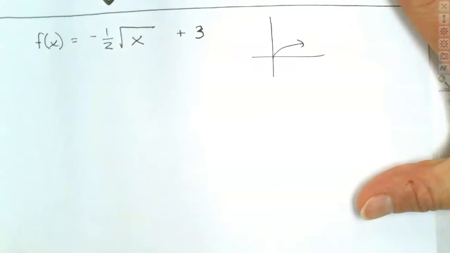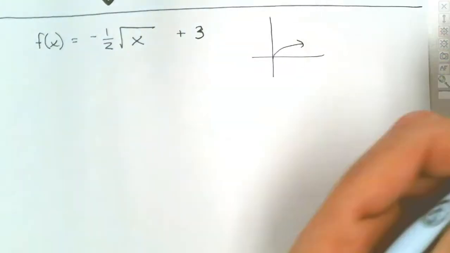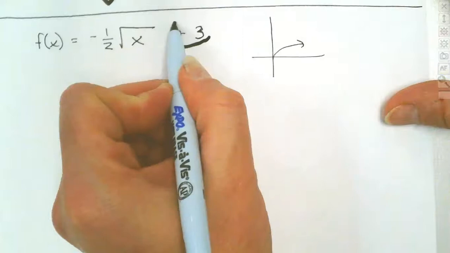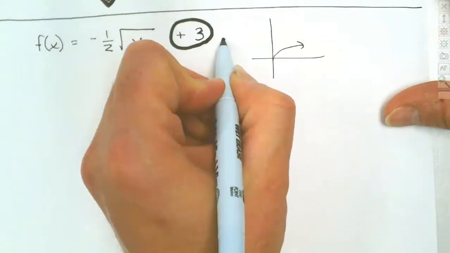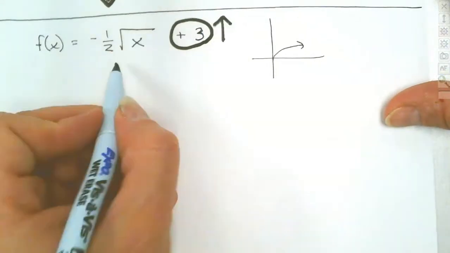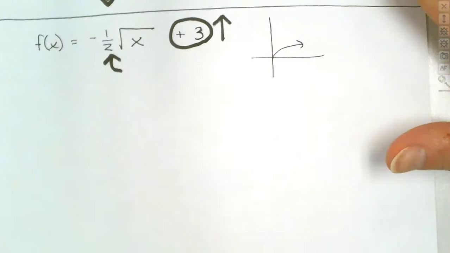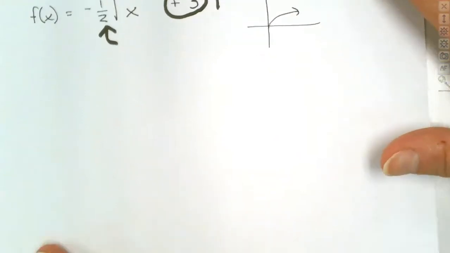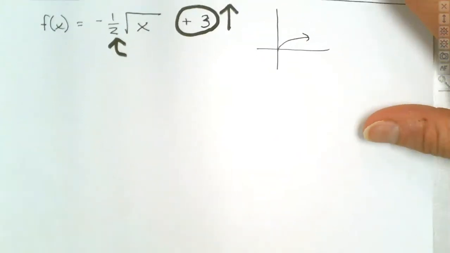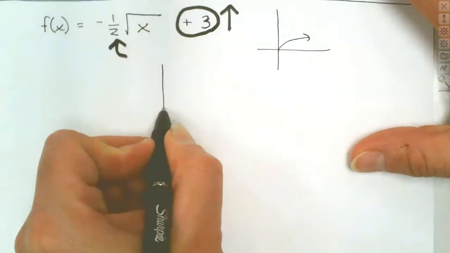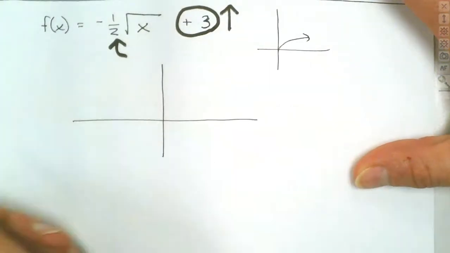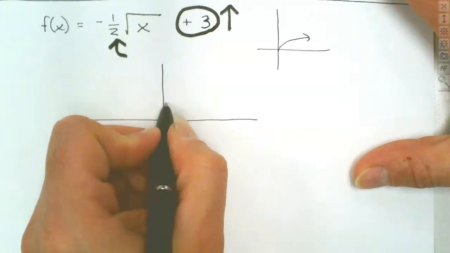Now, what's going to happen to everything? And I always like to start at the end. So that 3 on the end, it's positive, so it moves it up. And that 1/2 is there, and it's a negative. So that means we're going to start up 3 units. So instead of at 0, 0, we're going to start at 0, 3.